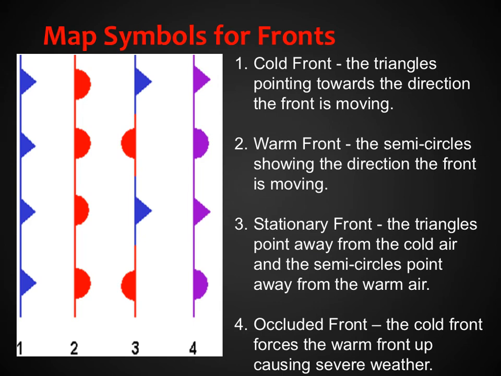There are four symbols for the four fronts. Usually blue triangles represent cold fronts. The triangle points in the direction the front is moving. A warm front is a bunch of semicircles. If it's in color, they're generally red, and again, the semicircles point in the direction the front is moving. A stationary front shows both the triangles and the semicircles, and triangles point away from the cold air, and semicircles point away from the warm air.